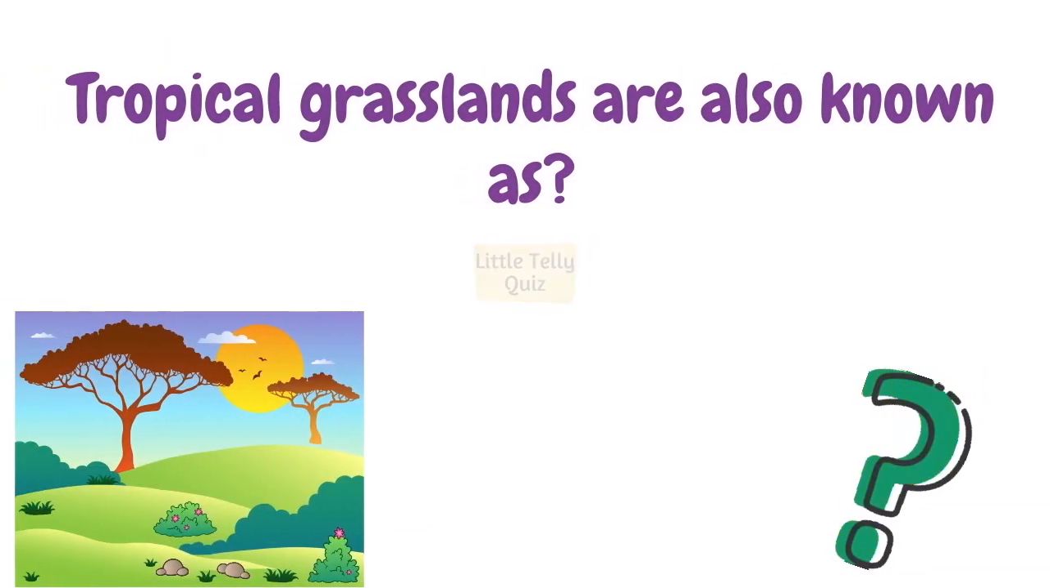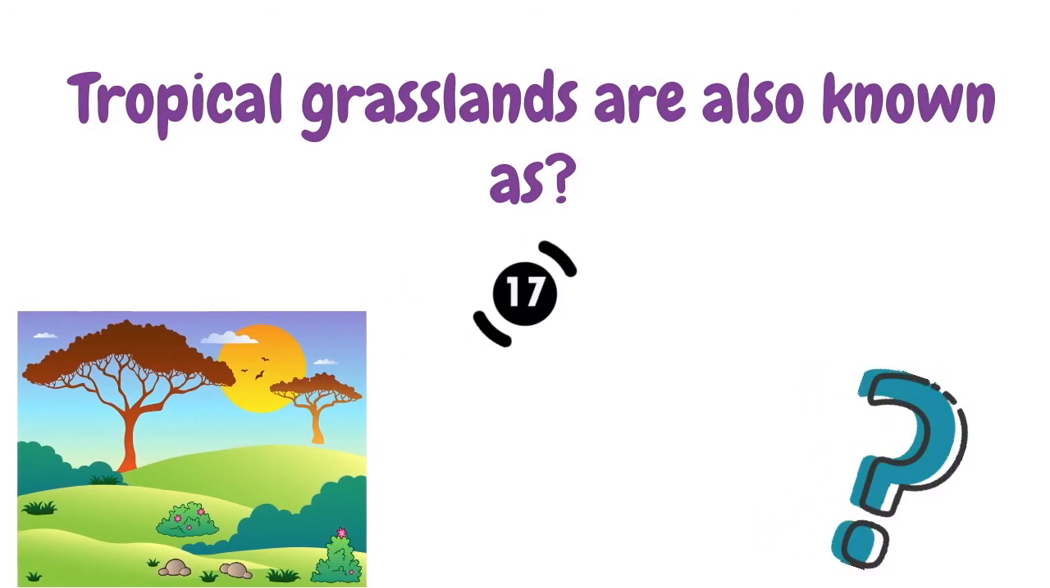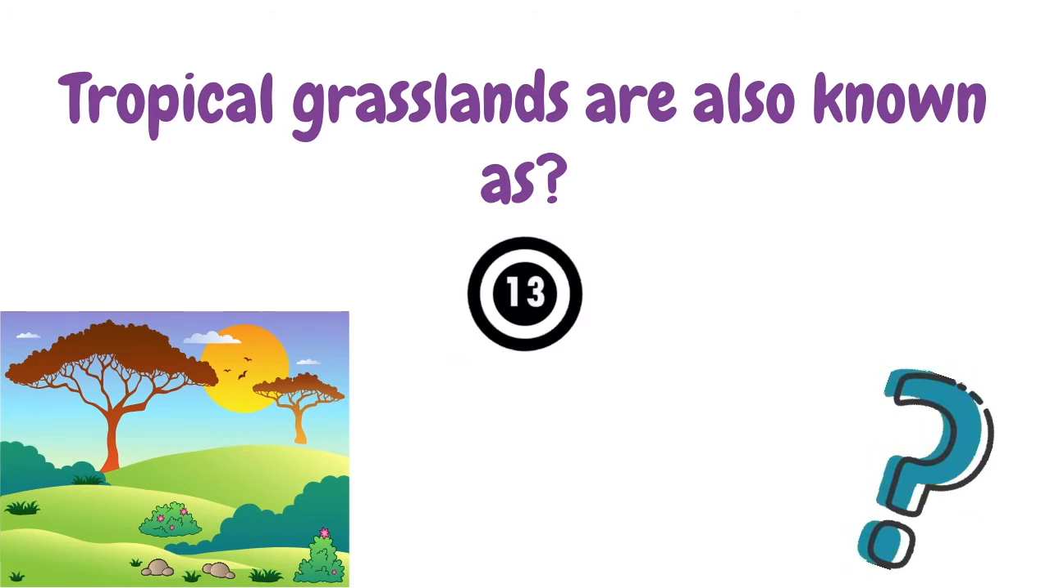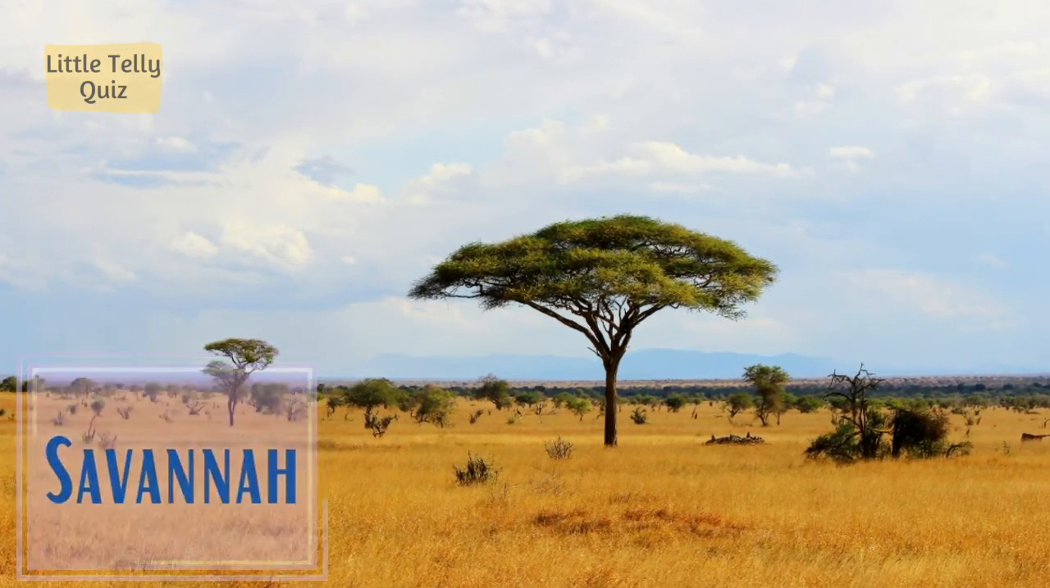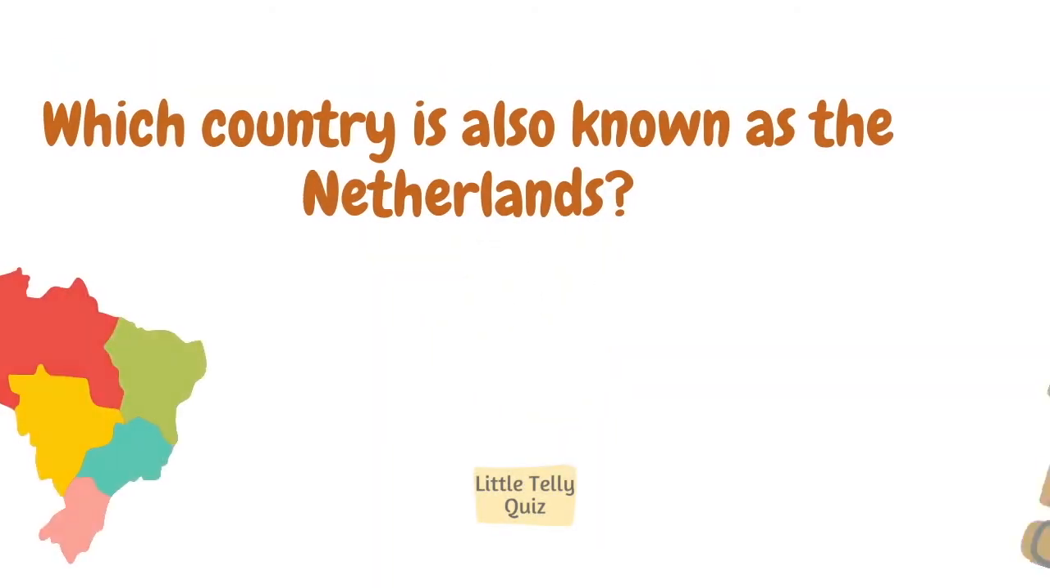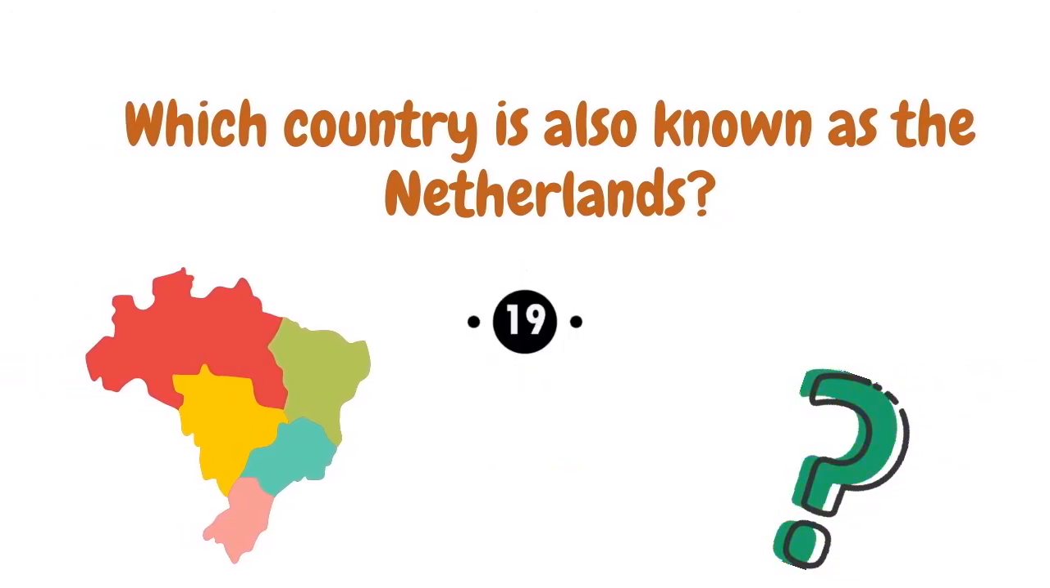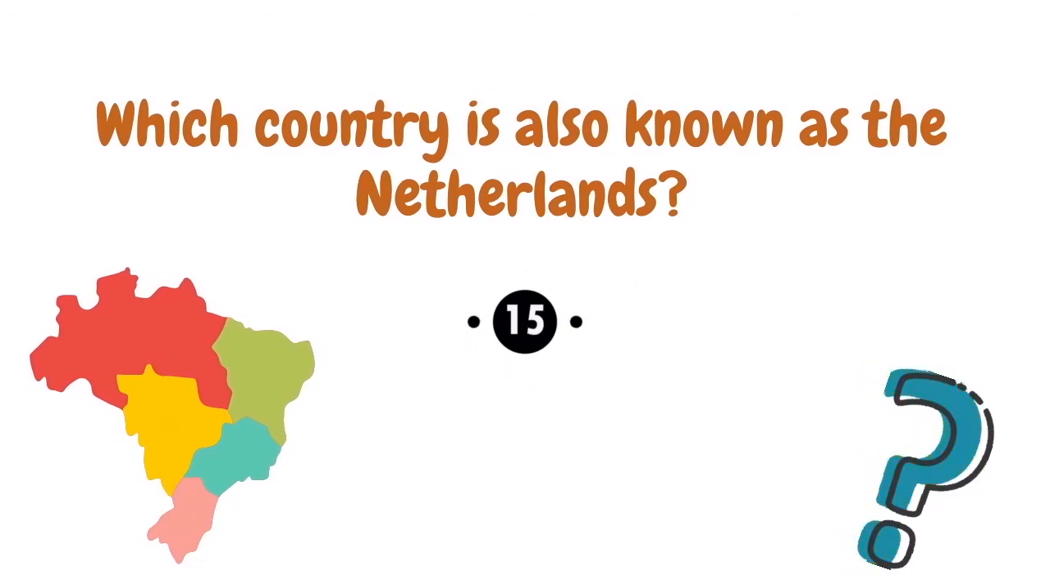Tropical grasslands are also known as... The answer is savanna. Which country is also known as the Netherlands? The answer is Holland.